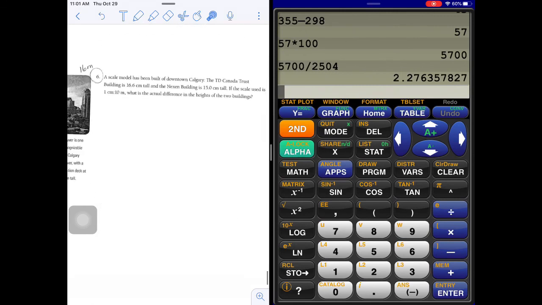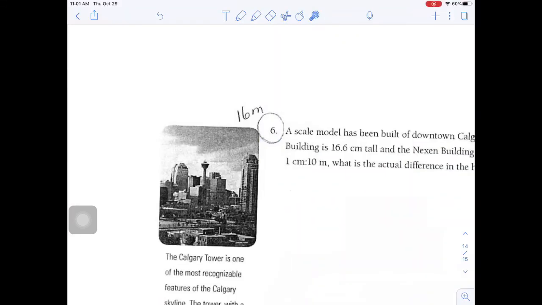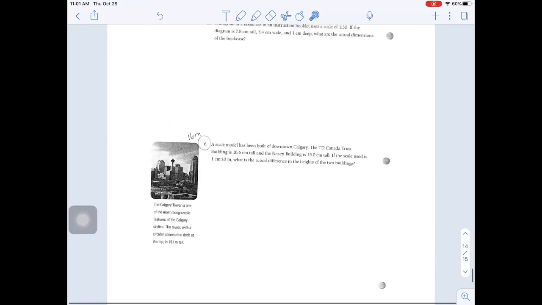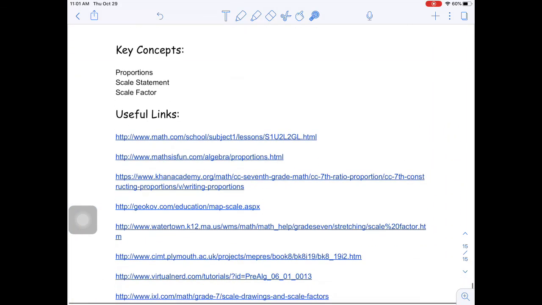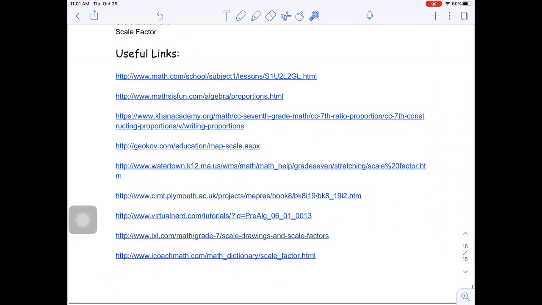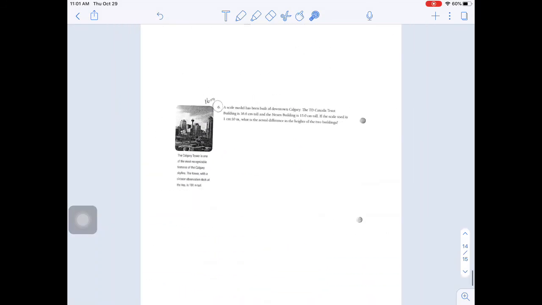Now maybe I'll give number 6. You guys can try this one out on your own. Okay, so see if you can get 16 on your own. And I'll leave that one for you to give it a shot. There are some useful links down here if you want to look through some videos to learn about scale factors.